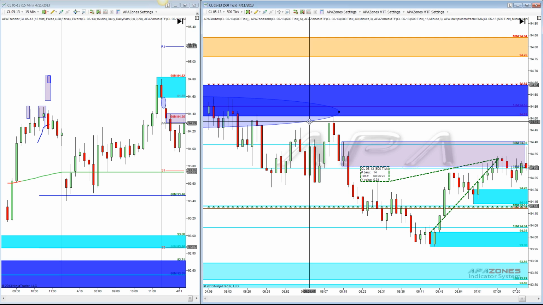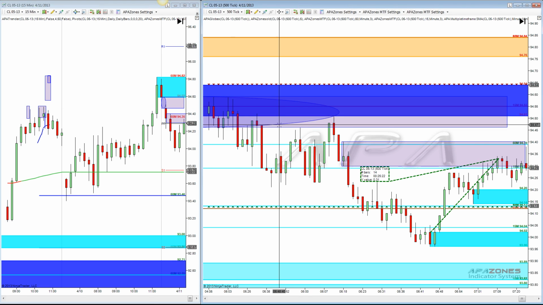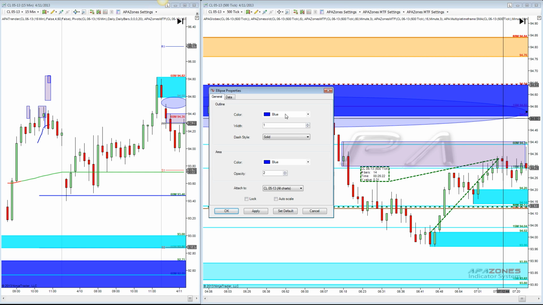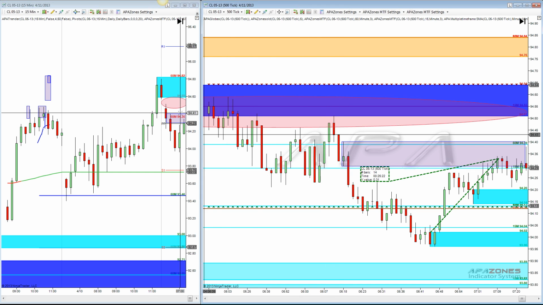Okay, we have our Globex gap right here, right? So we know where that is. I'm going to take it off, and actually I'm just going to make this circle wider. I'm going to change that circle shape. Okay, so that's our gap that we're looking at.